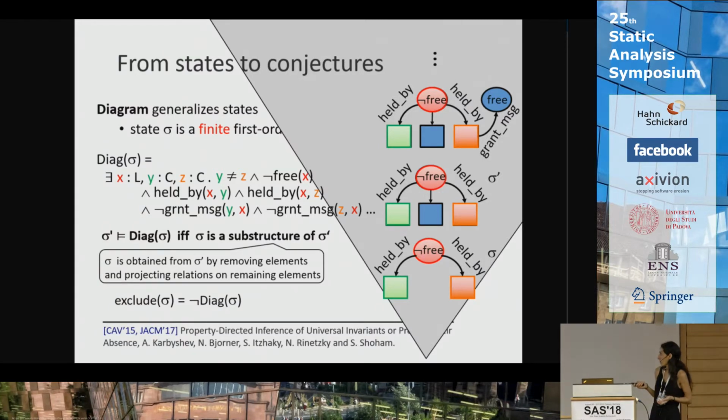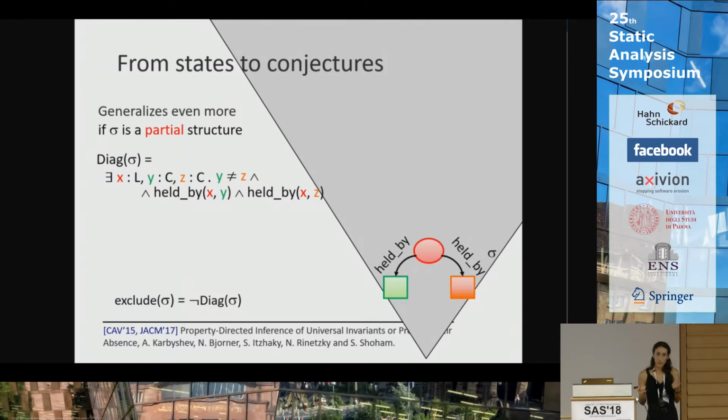Okay, so this is great, but sometimes what I would like to do is actually not be so precise. Sometimes I don't want to just exclude sigma and everything that includes it as a substructure. This is the smart part. This is where the user gets into the picture. Sometimes I know that there are some things there that are not really relevant, and I don't want to say anything about them. So I can make this state partial.